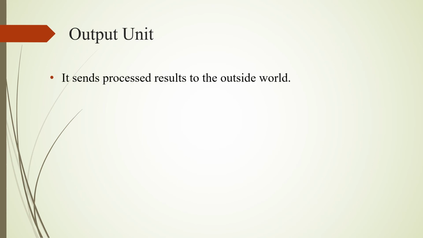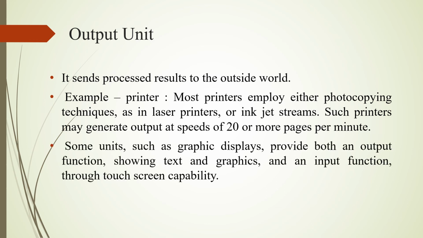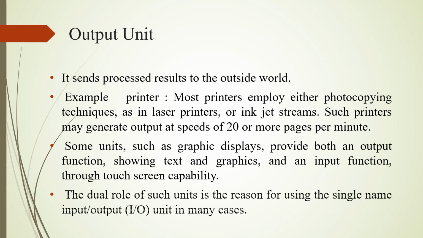Output unit. It sends processor results to the outside world. Main examples of output units are a monitor or a printer. Coming to the printer, most printers employ either photocopying techniques, as in laser printers, or inkjet streams. Such printers may generate output at a speed of 20 or more pages per minute. Some units, such as graphic displays, provide both an output function, showing text and graphics, and an input function through touchscreen capability. The dual role of such a unit is the reason for using the single name I/O unit in many cases.